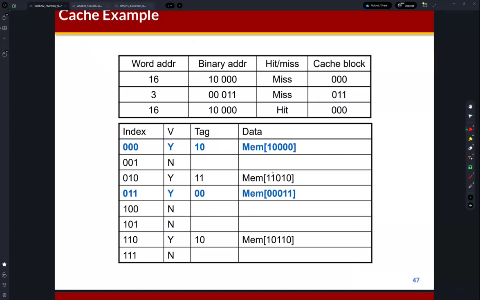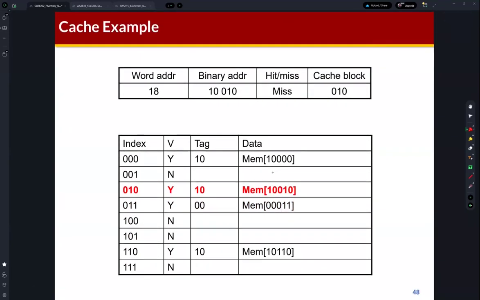And then you can also find additional load instructions like 16, 3, 16. So for 16, the binary address is 10000, so it's a miss firstly. And then 3, 00011, so it's a miss. And then 16 again, the same. So this is the order of the load instructions. The index is 000, so then it's a hit. Okay.